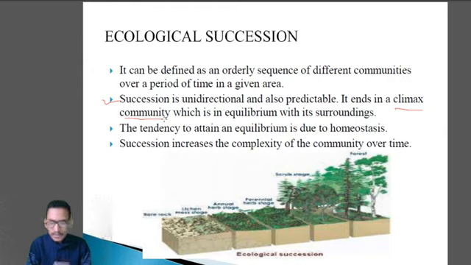Clear? The tendency to attain the equilibrium is also due to homeostasis. Homeostasis means the organisms or species will try to cope up with the environmental conditions.